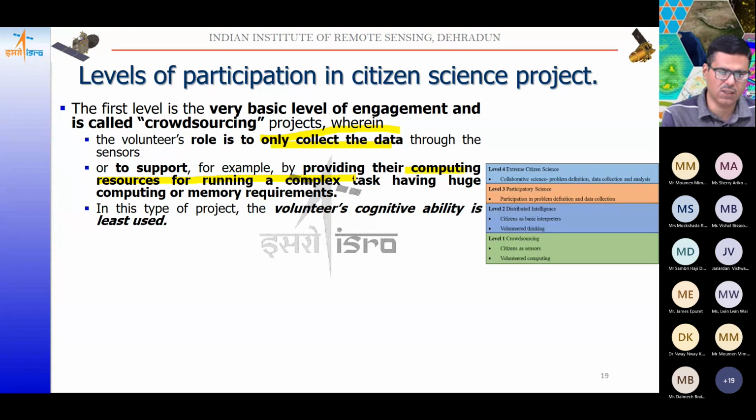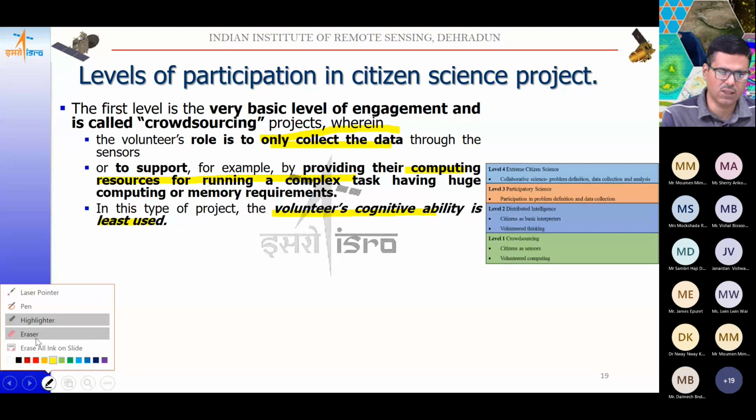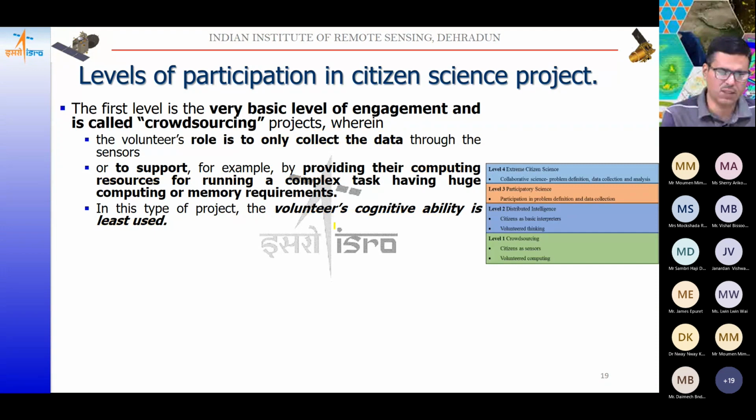But the important thing to note here is that the volunteer's cognitive or thinking ability is least used. He's just collecting the data and providing it to the agencies who have floated this project, or who are supporting that particular project, purely on the basis of collecting the data. But his thinking ability in terms of interpreting data and other things is not utilized here. So he's working at the field level, assisting the project by collecting the data.